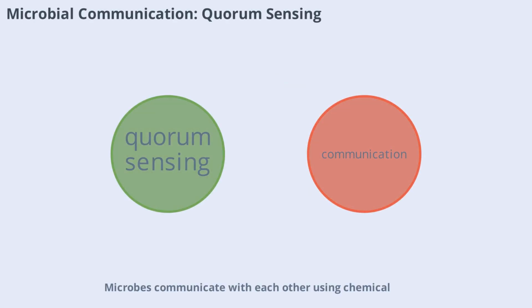Microbes communicate with each other using chemical signals in a process called quorum sensing. This allows them to coordinate behavior, such as forming biofilms or launching attacks on host organisms. Quorum sensing is controlled by genetic circuits that respond to population density, making microbial communities highly organized and responsive.